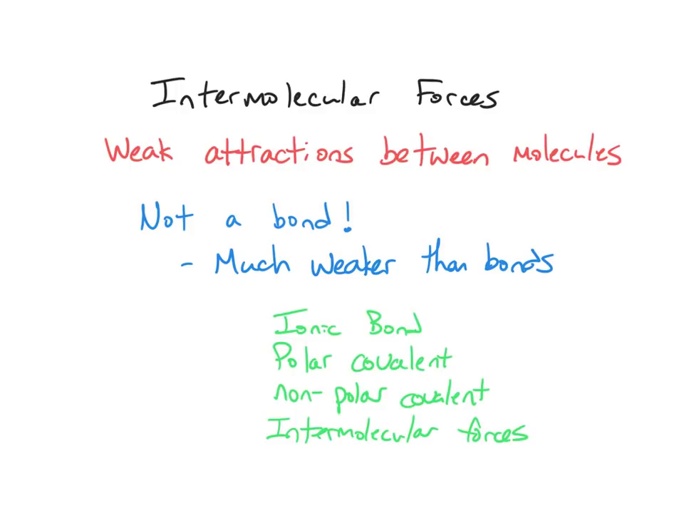So here's the list. At the bottom, or the weakest, are the intermolecular forces, followed by nonpolar covalent, then polar covalent, and the strongest type of bond is the ionic bond. So on the continuum of weak to strong, they are at the bottom, with ionic bond at the top.